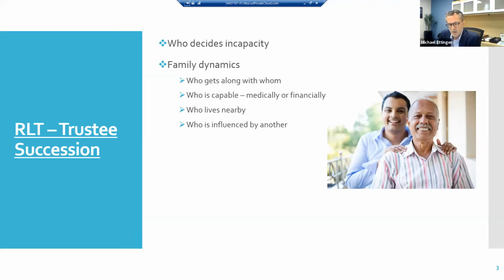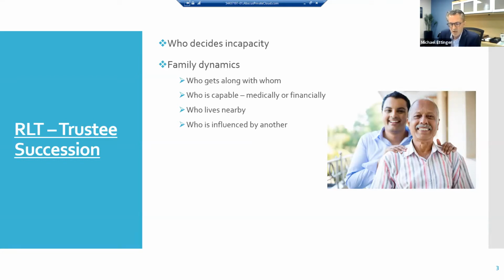I don't think that's correct. I think that lawyers should be trained to think about the social implications and have the law follow the social. It should work socially first, and the law should serve the social. So when you're determining trustees, here's an example. You want to have a discussion with a client about the family dynamics. Who gets along with whom? This is going to make all the difference between whether the thing works or not, or whether you're going to have a litigation. Who's capable?